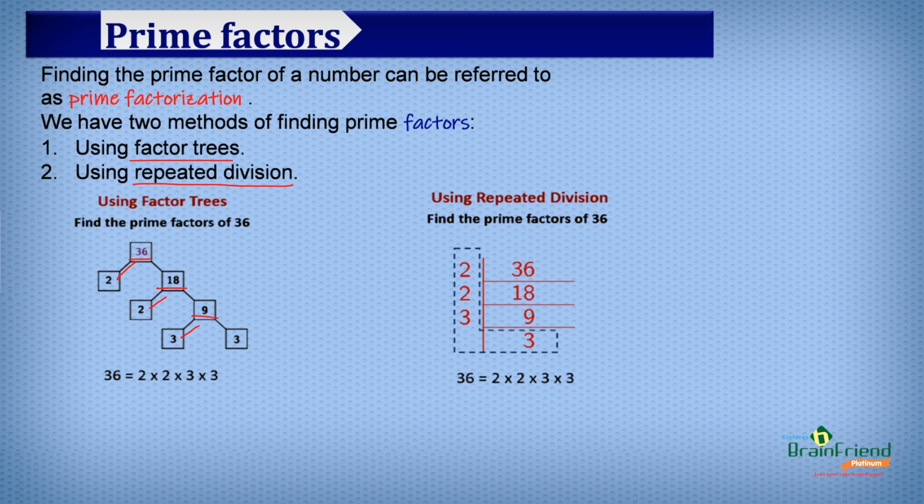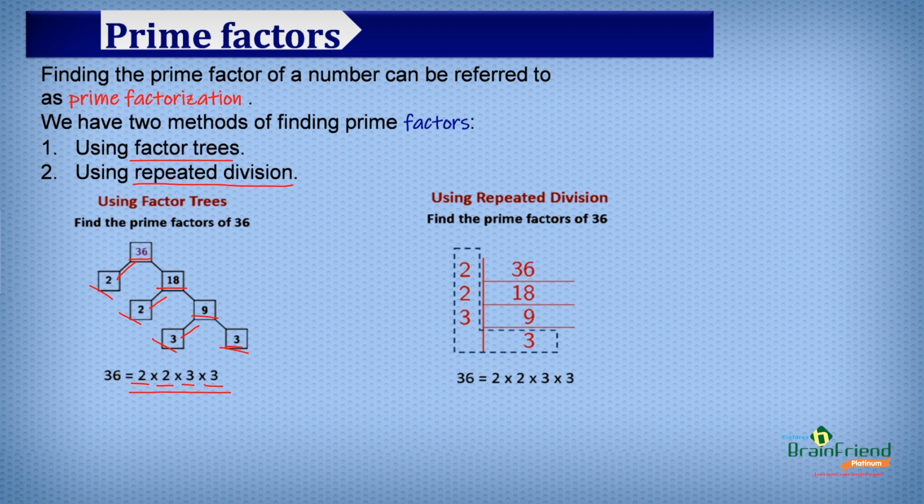So 3 into 9 gives us 3. And 3 already is a prime number, so it's also part of our prime factors. So we can list out the prime factors that we have gotten so far. We have 2 multiplied by 2, multiplied by 3, multiplied by 3. And when we multiply all this, we'll come back to 36. So these numbers are the prime factors of 36.